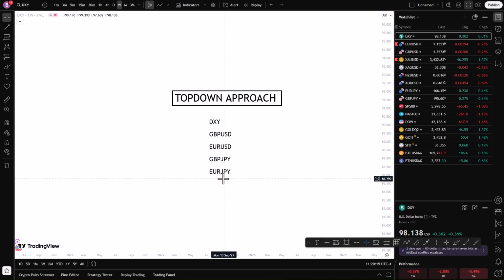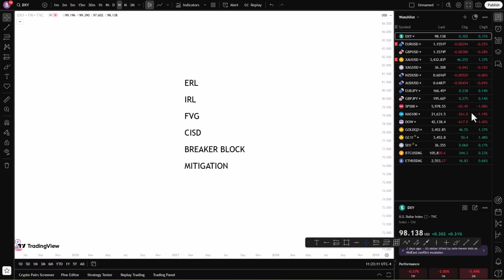And also, you see I have GBPUSD and also EURUSD. So these pairs are positively correlated. And also GBPJPY and EURJPY are positively correlated. So I look at these pairs. That means when I look at GBPUSD, I also look at EURUSD. If I look at GBPJPY, I look at EURJPY.